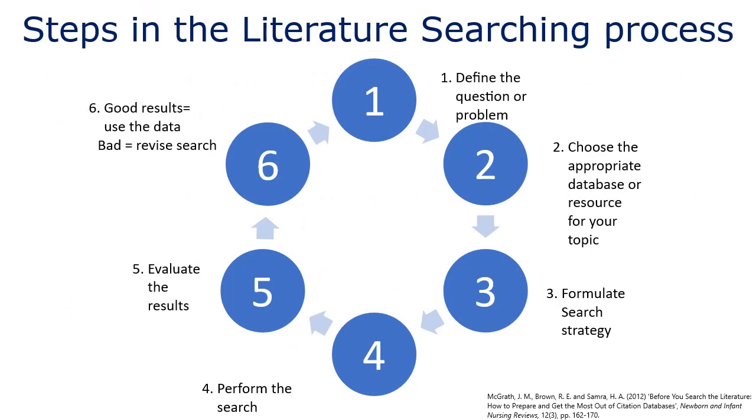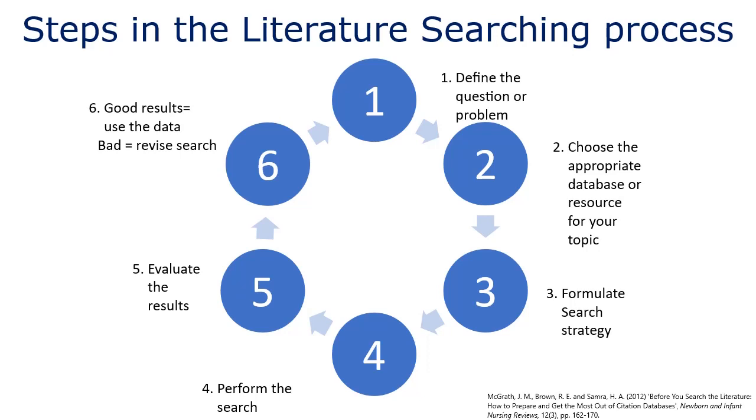The good news is that there is a recognized process or cycle involved in literature searching, and you can take advantage of this to guide you through the process. You start off at number one, where you define the question or problem. This is where you look at the question that's been posed, you break it down into its component parts, and you start thinking of what keywords you can use to describe it. You choose the appropriate database or resource for your topic, and we've shown you where you can find the subject guides and the listings for the databases and resources for your subject.